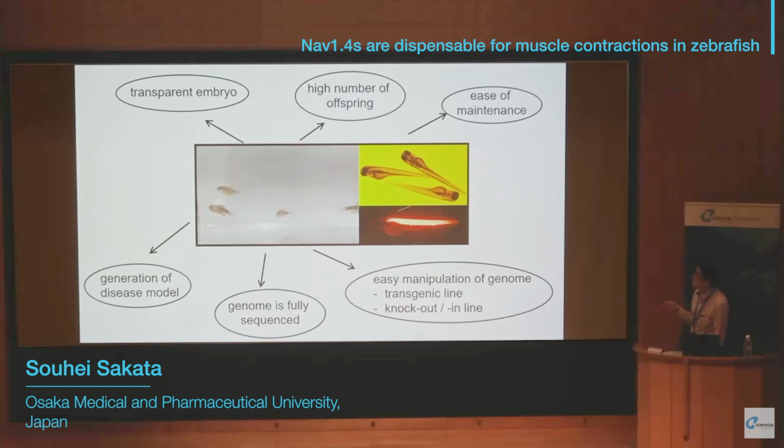This is an example expressing a tag in muscle. Zebrafish also have other advantages. They are of high number and easy maintenance, and we can also generate human disease models. The gene is fully sequenced, and we can easily manipulate the genome to generate transgenic lines, knockout lines, and knock-in lines also.